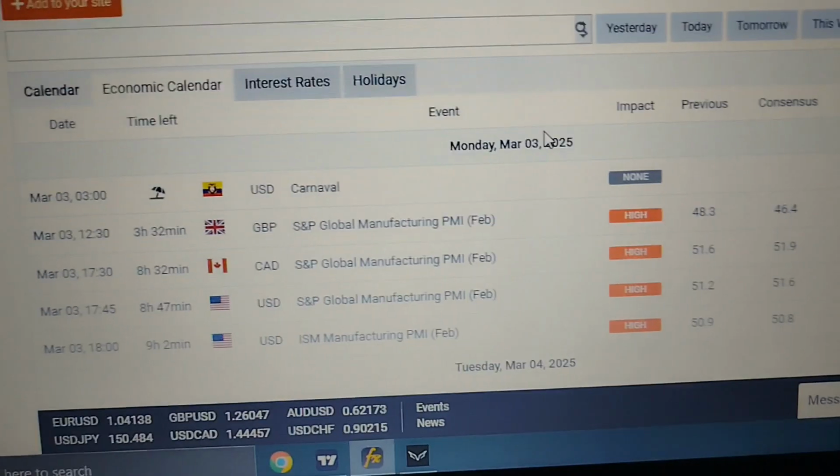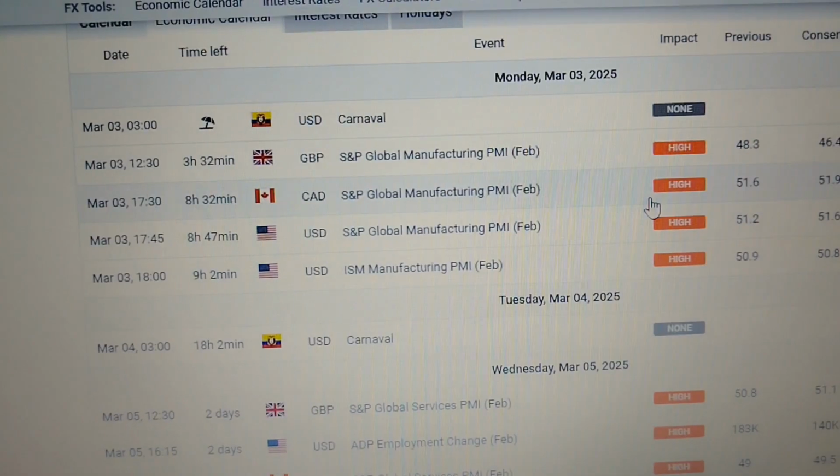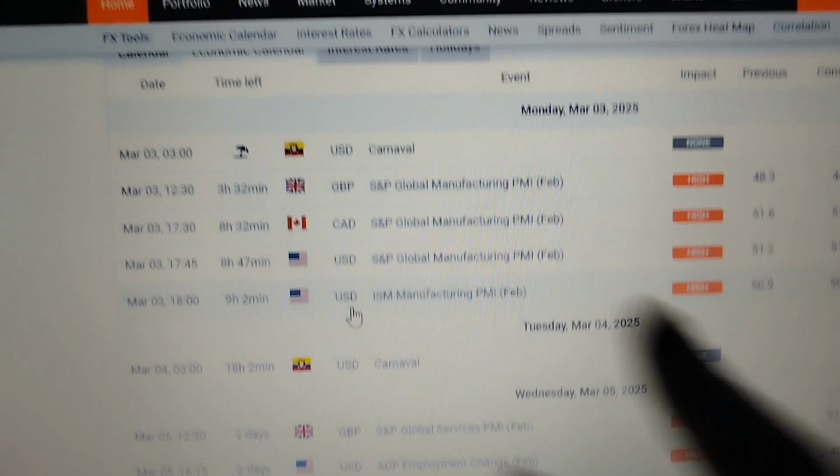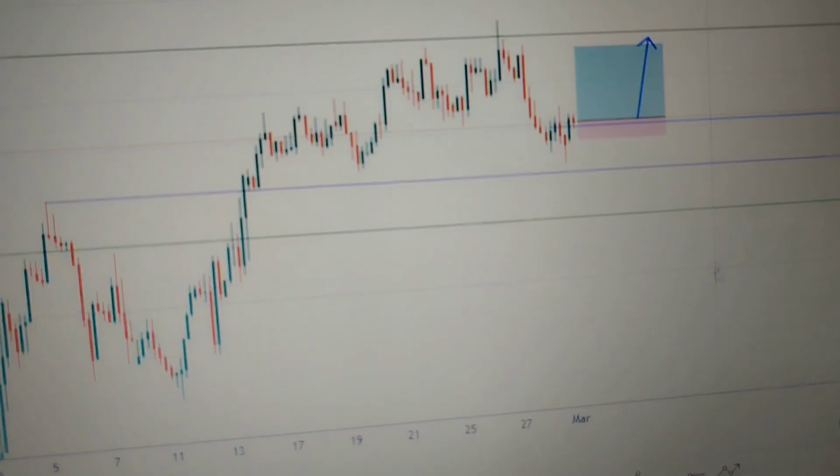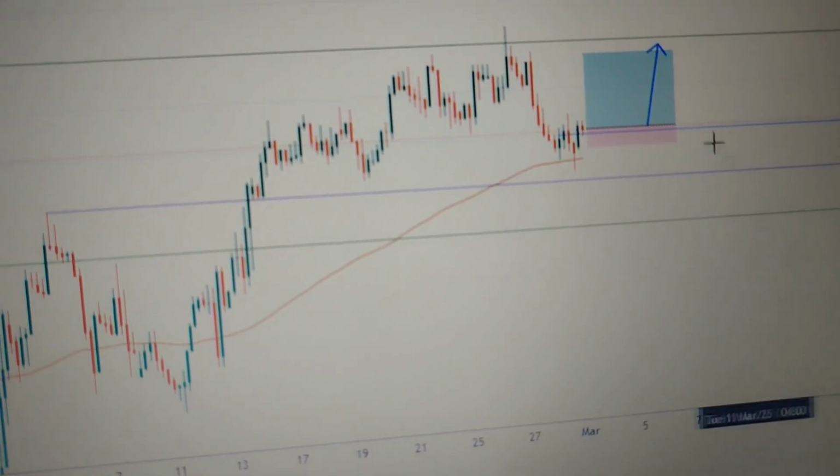Now, this is my economic calendar. As you can see, on Monday we have some activities, but it's not anytime soon. But this is the setup right here. I'm looking for a 1-to-4 risk-reward ratio.